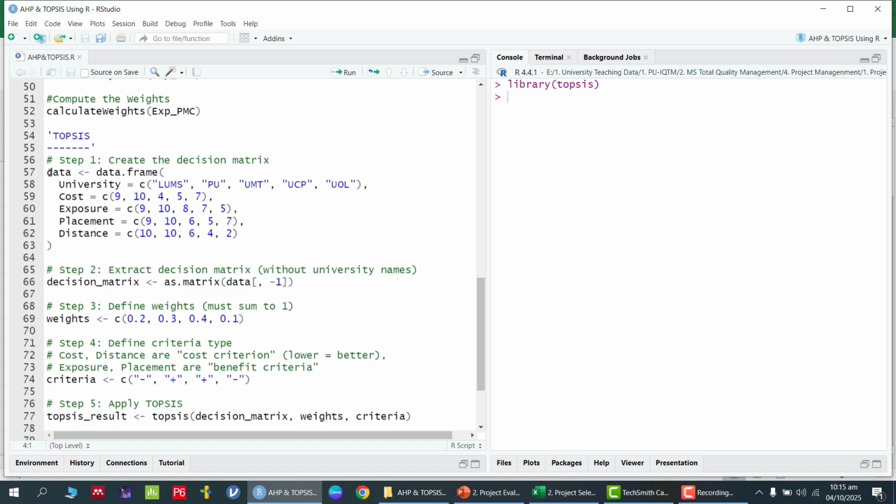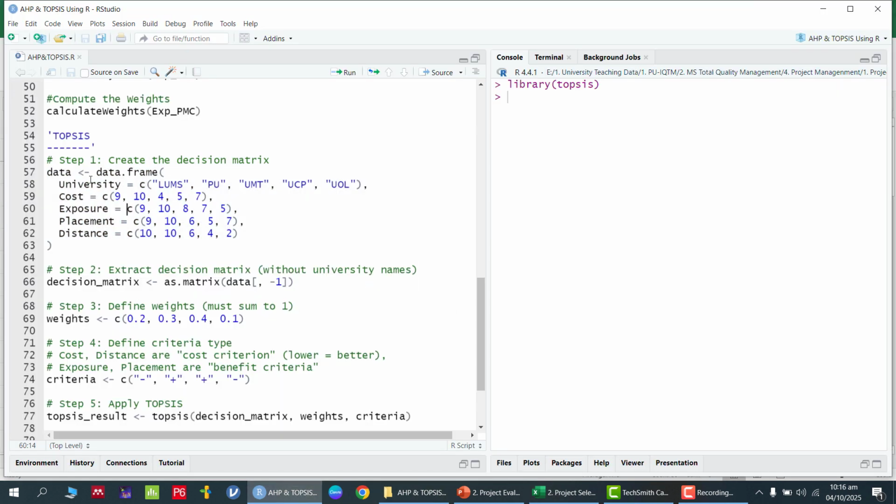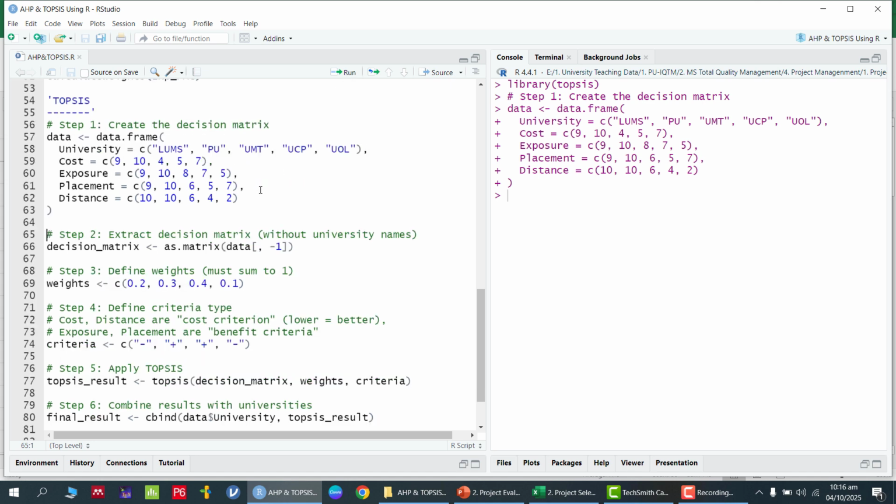And then the first thing is I am giving the input to R. Okay, so that means I am creating a data frame against this one. Okay, this is the data frame which I am creating. So I'm saying data frame. Then the first column is the university, cost, exposure, placement, and distance. So once we have created this data frame, I am storing it in a variable called data. And then the next thing is, because for TOPSIS we are going to do certain calculations, for that we only need these criteria. Okay, there is no need of the university.